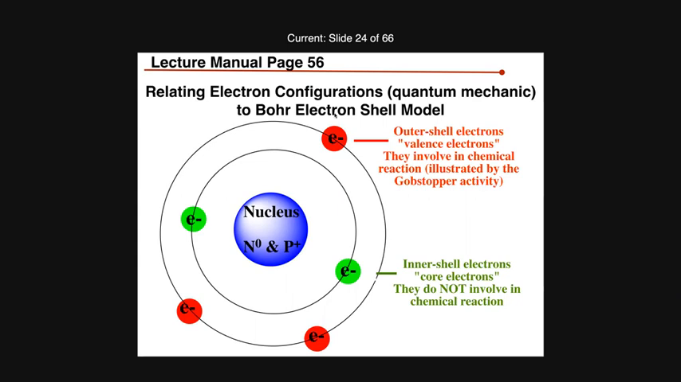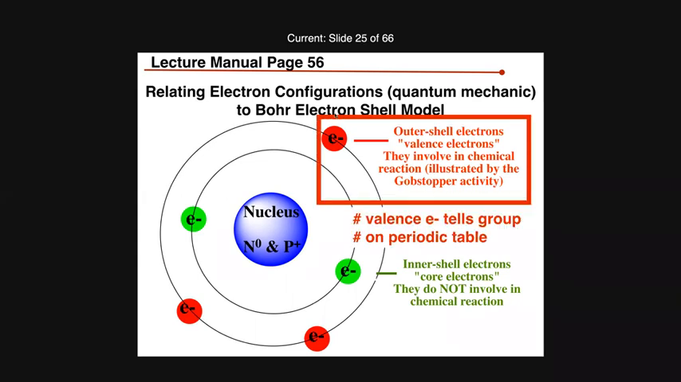When I talk about core electrons, you will need to know what they are. The ones involved in chemical reactions are the valence electrons, the outer shell electrons. It's similar to the gobstopper, right? When the color changes from the outside. The number of valence electrons tells us about the group on the periodic table.